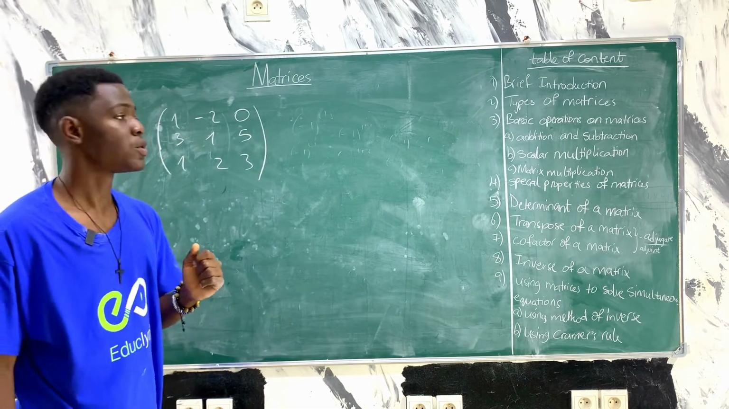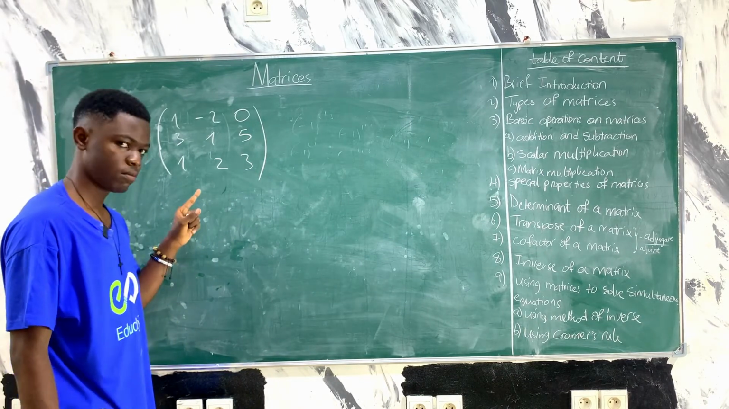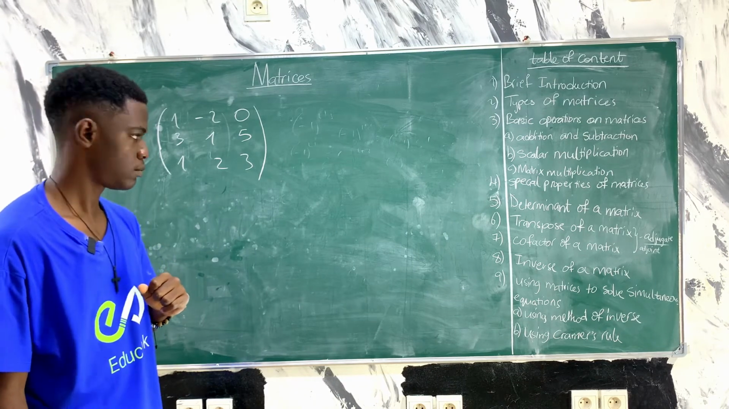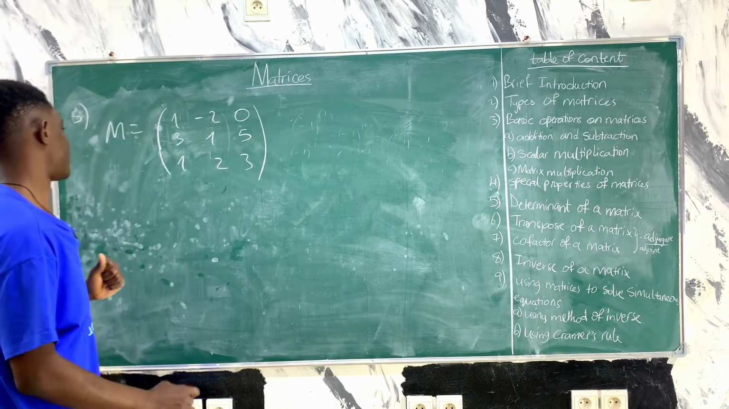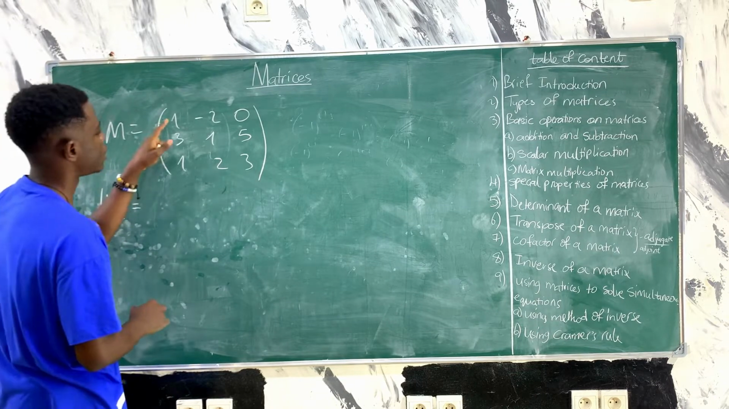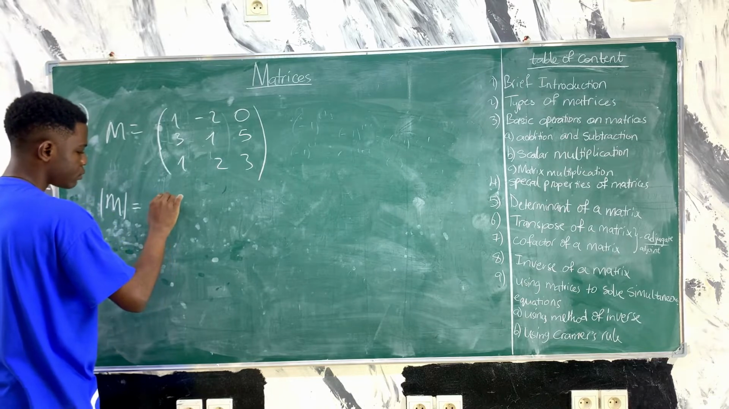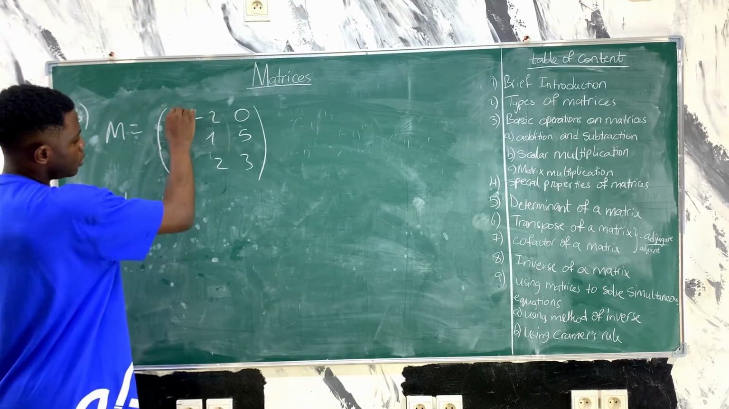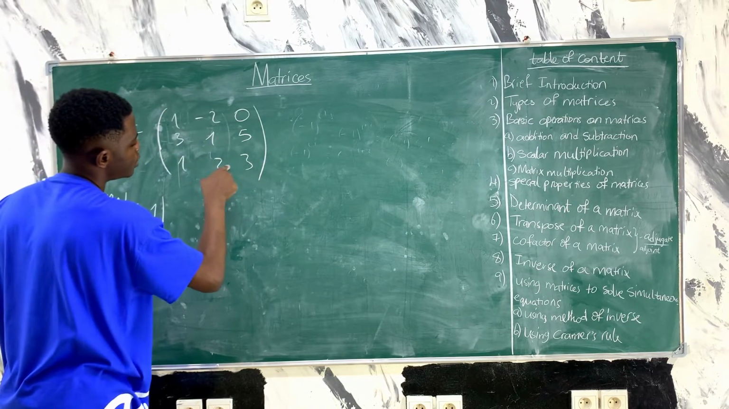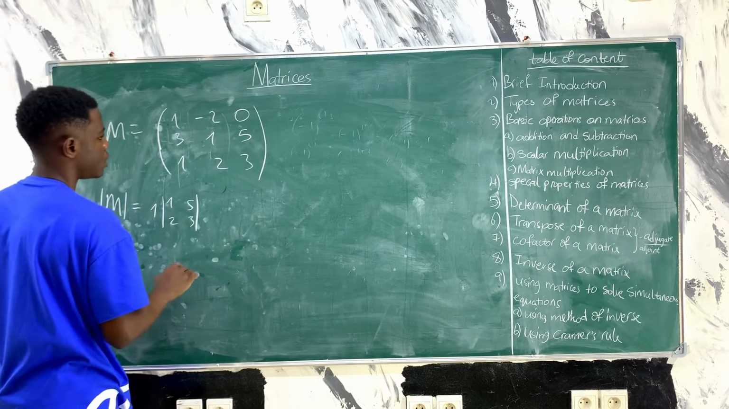So for instance, we have a matrix like this. If you are asked to find the determinant of that matrix, what do we do? We take 1, put 1 outside, the sign is plus. You cancel this row and column, and you'll be left with this. You write here 1, 5, 2, 3.